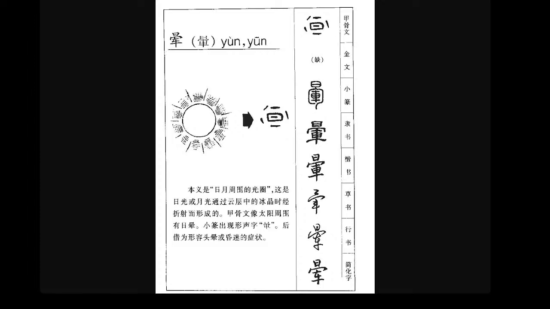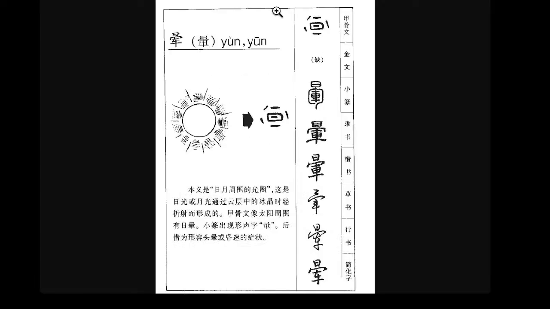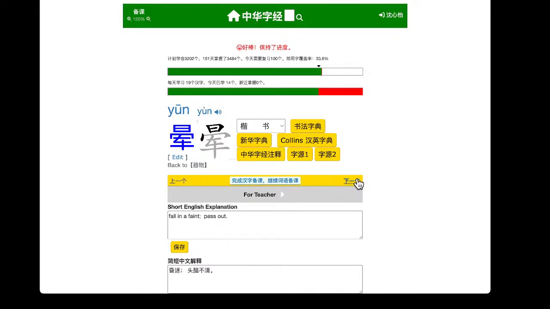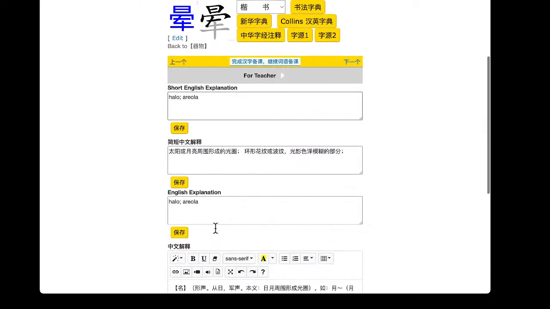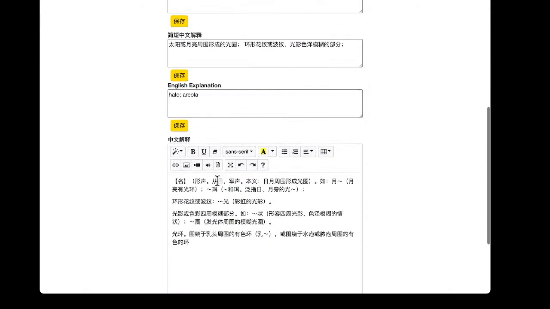Okay, now, of course the second meaning is dizzying, faint. Okay, so the next one is yun. Yun is halo, aurora. Basically, this is the glow around the sun or moon.